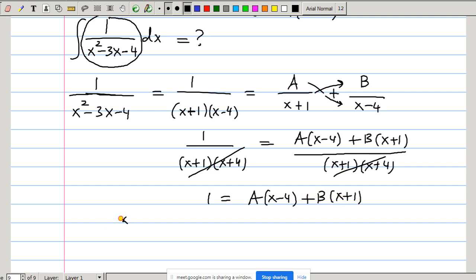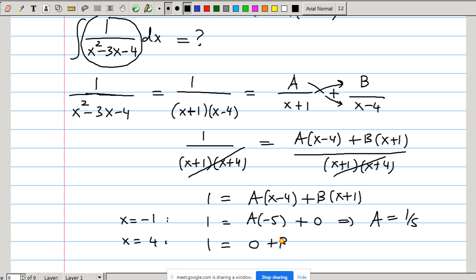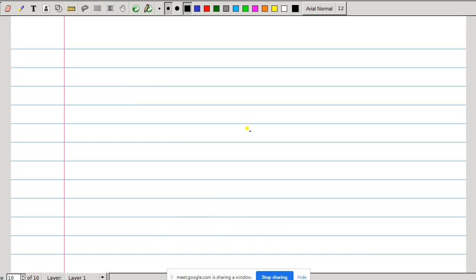Now I can take two values of x. I can choose any two values, but I will choose minus 1 and 4. Why am I choosing these? Because when I choose x equal to minus 1, it gives me a minus 5, but it makes this 0. So I will directly get a equal to 1 by 5. When I pick 4, I will get a with 0 and b with 5. If you divide by 5, you will get b equal to 1 by 5. This is the reason to pick these two values: one of these factors will become 0 and I will get a and b directly.